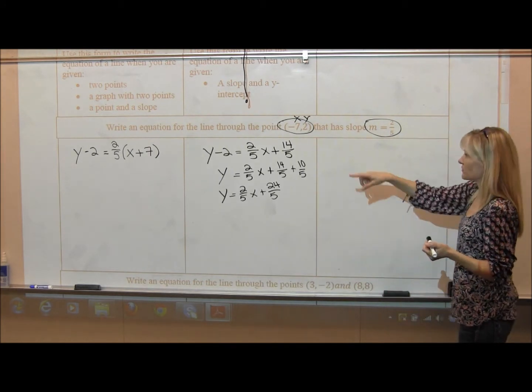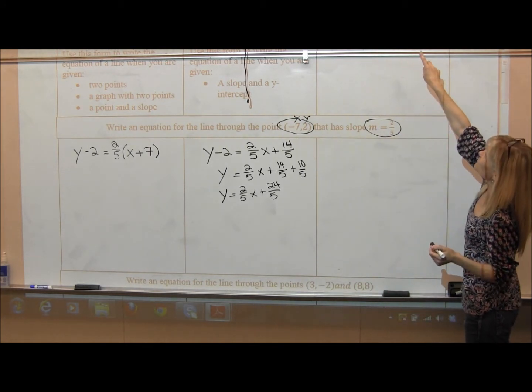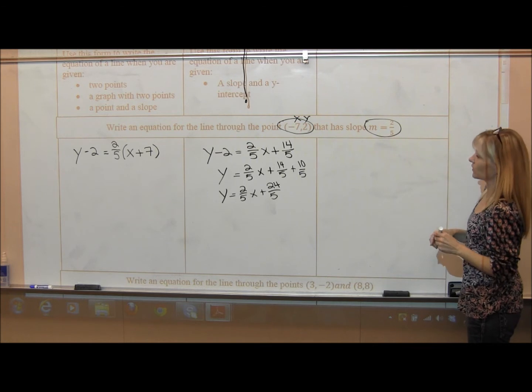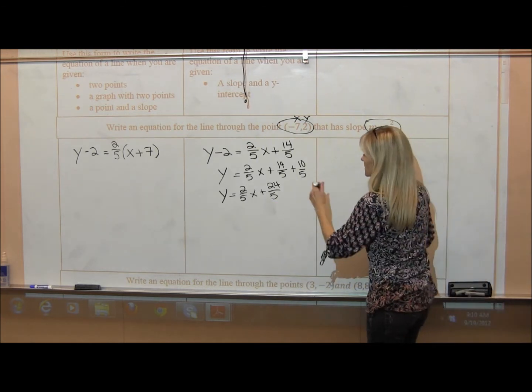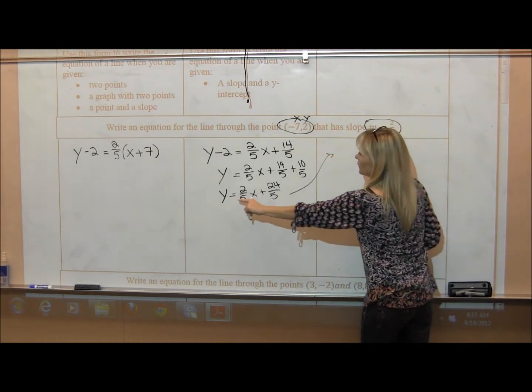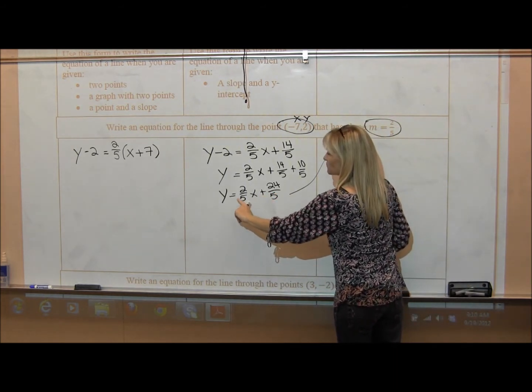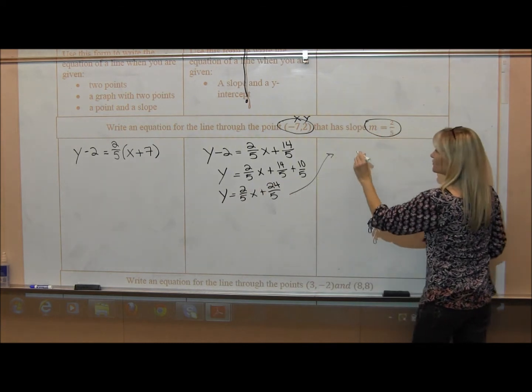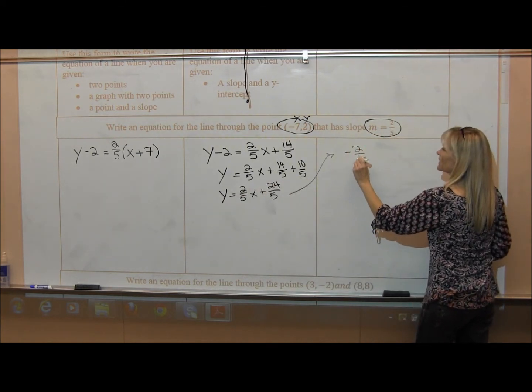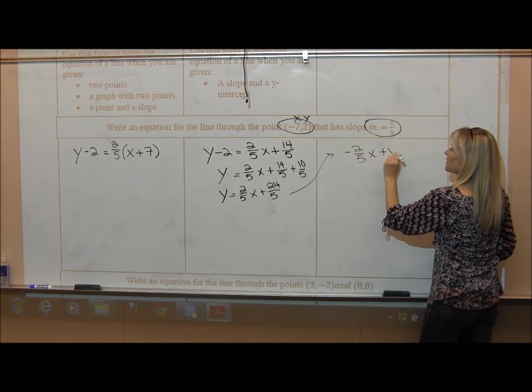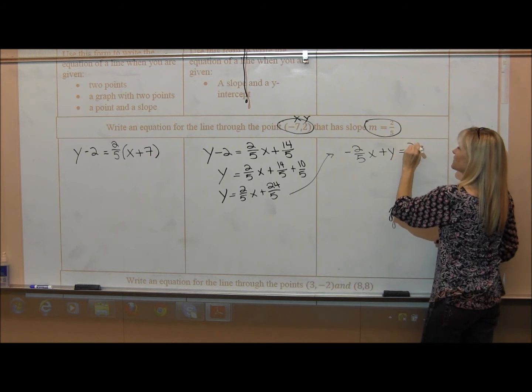But if they say standard form, it needs to be an ax plus by equals c form. Well, that's pretty easy to get to from here. We've got this. If I subtract this x term from both sides, I'll have negative 2/5 x plus y equals 24/5.